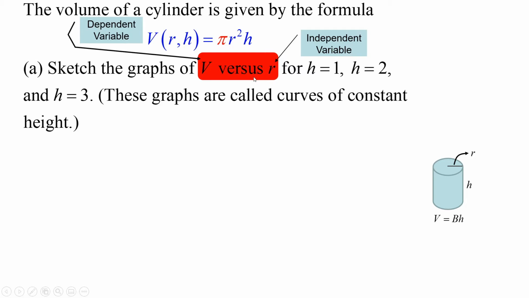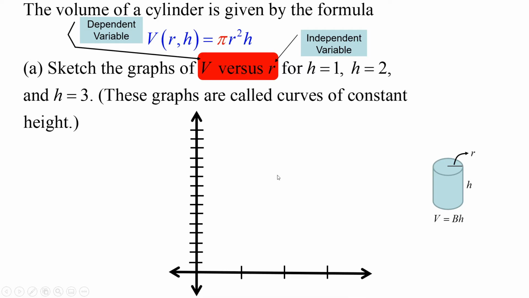So that means they're going to have to give us some values for H so we can graph it. And look here, for H equals 1, 2, and 3. So here's my graph right here. And again, V versus R, R is on the horizontal axis and V will be on the vertical axis. All right, and now I get to choose some simple inputs for R, so simple radii. What if I go like 0, 1, 2, and 3?